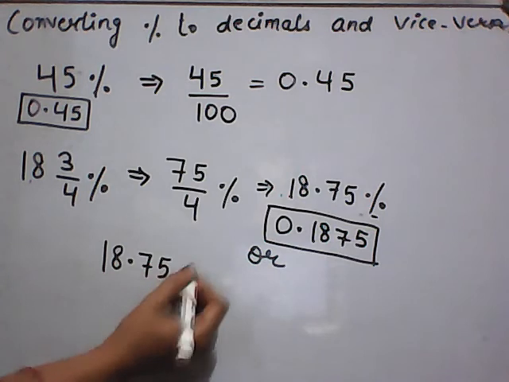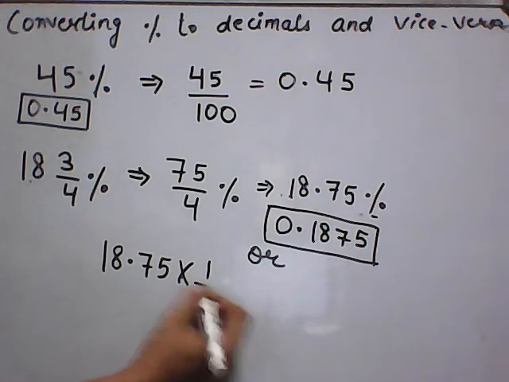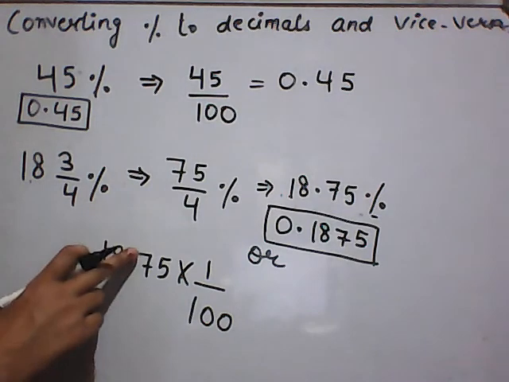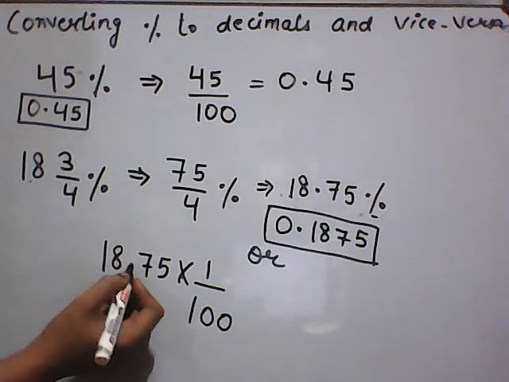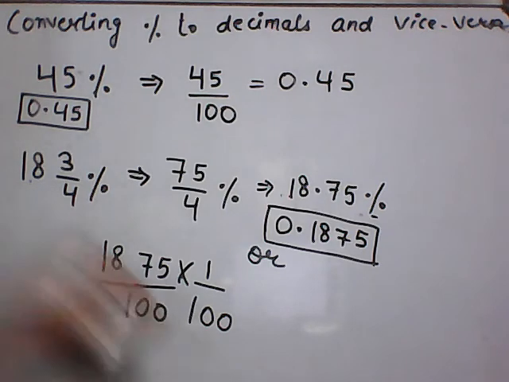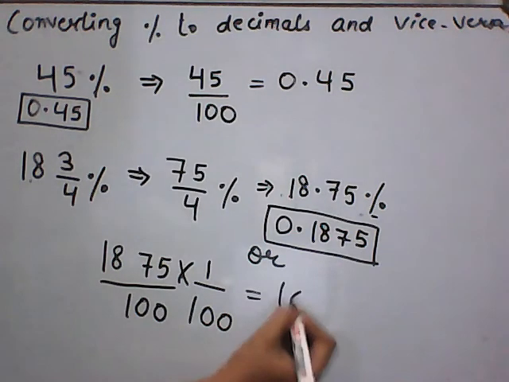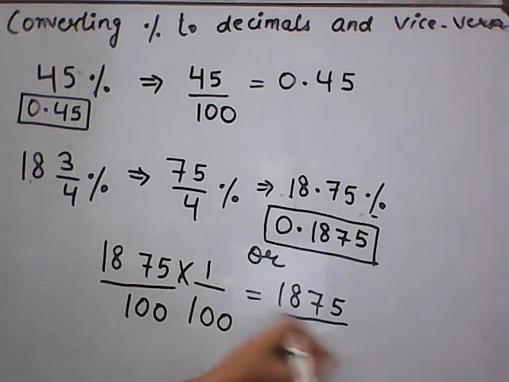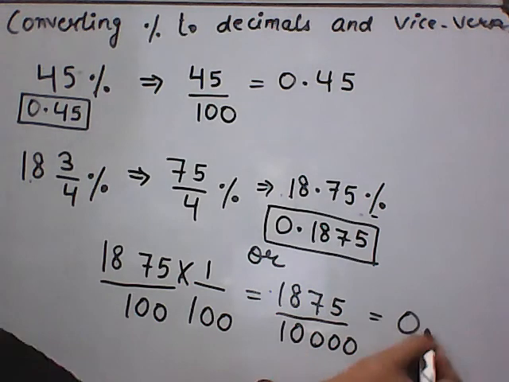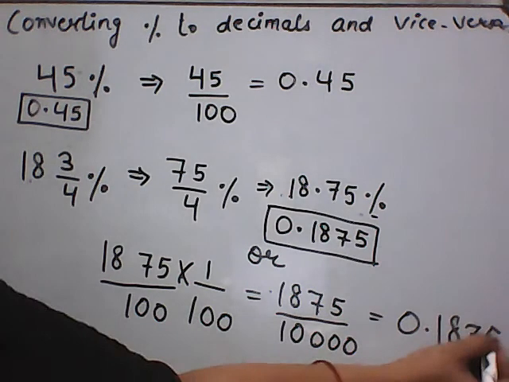18.75. Convert into fractions: just divide it by 100 and remove the percentage symbol. Now remove the decimal point. After the decimal point we have 2 digits, so it is divided by 100. Now 1875 divided by 10000. How many zeros? 1, 2, 3, 4. So put the decimal point 1, 2, 3, 4 in this way. It is 0.1875.